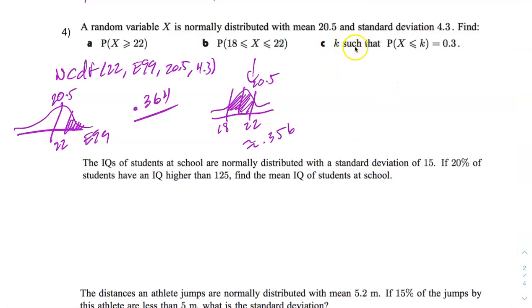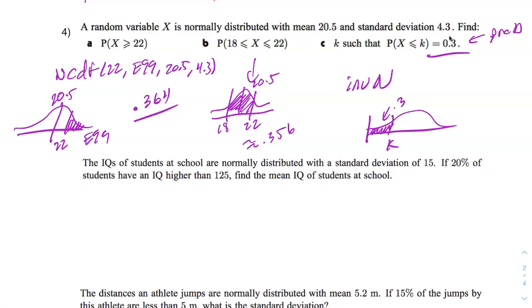Next one: find k such that the probability of x being less than k is 0.3. Now in this one, notice how they gave you the probability. That's the probability right there. So to go backwards, we're going to do invert normal. I'm going to draw real quick. Less than, we start on the left side, and 30%, so like that. That's 0.3. That's my k.